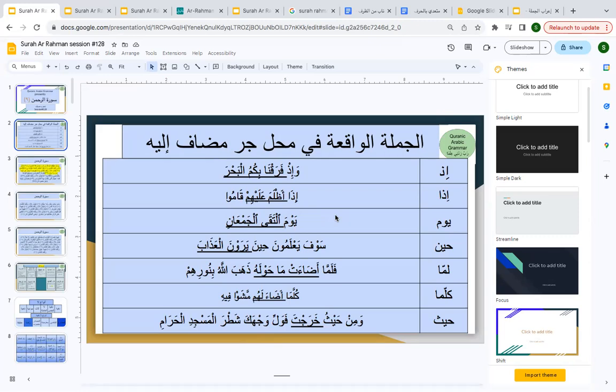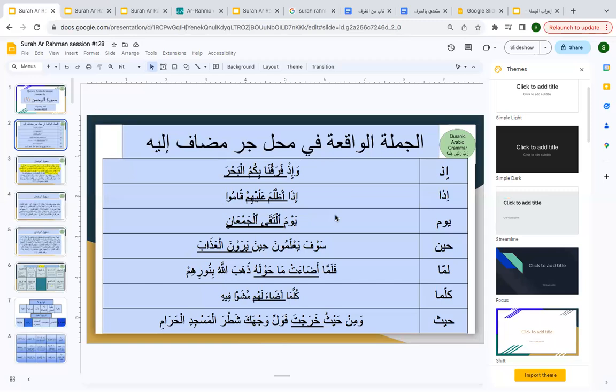When they come up as a mudaf for a sentence, this whole sentence is going to be labeled as fi mahalli jarrin, because it is taking the place of an ism that should be in jarr status. So in the place of a jarr ism, a whole jumla fi'liya is going to be seen. And when they are going to be seen as a zarf, they are going to be called nasb in status. Their status in actuality is going to be nasb.